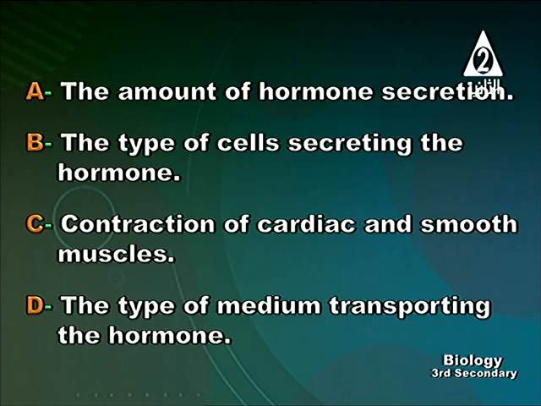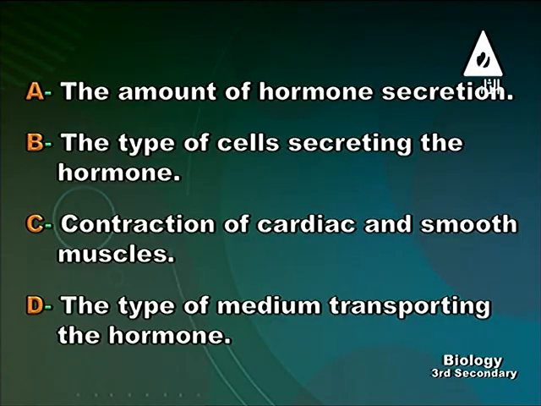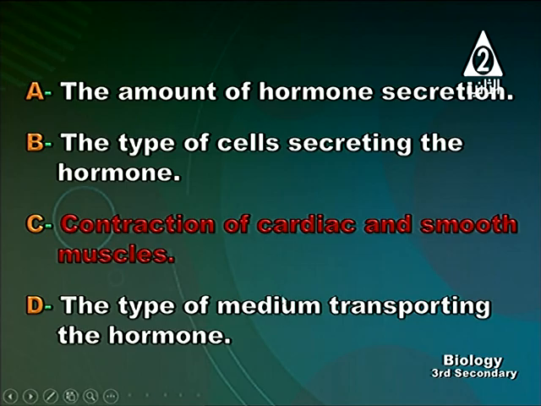Of course, the speed of movement of blood. You know that the only way to transport hormones to their target cells is the blood. When the movement of blood increases, the rate of transportation of the hormone to its target cells, of course, increases. So, what is the factor which affects the speed of movement of blood or hormones to their target cells? Of course, it's contraction of cardiac and smooth muscles.